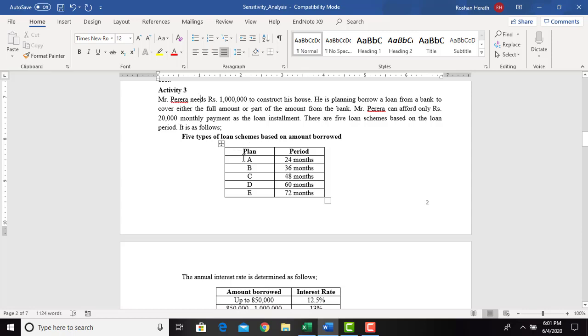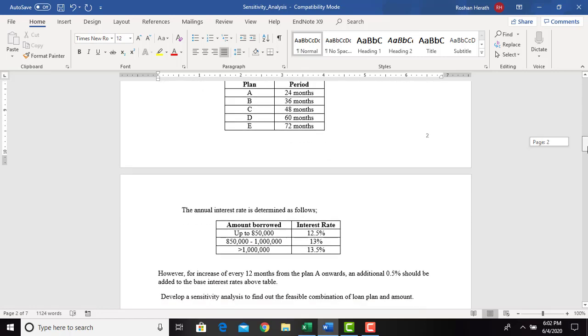So there are plan A, which is available for 24 months, or it is for 2 years. Plan B, that is available for 3 years or 36 months. C, 48 months. Likewise, it goes up until 72 months. So therefore, in the bank, they make available 5 plans to Mr. Pereira. Then also the corresponding interest rates are given.